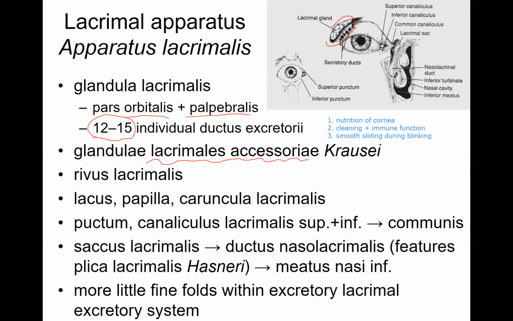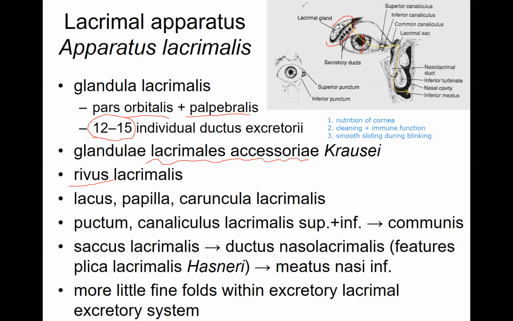Okay, then the area between the margins of the eyelids forms such a river. So lacrimal river or lacrimal creek or brook, it's called rivus lacrimalis. So that's the whole area of the slit between the eyelids where the tears flow, and tears flow from the superior lateral aspect to the inferior medial aspect and then down into the nasal cavity.